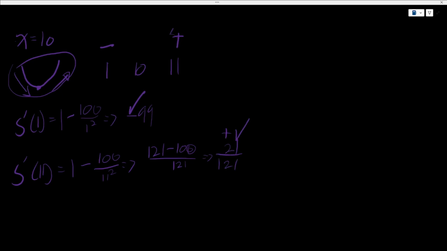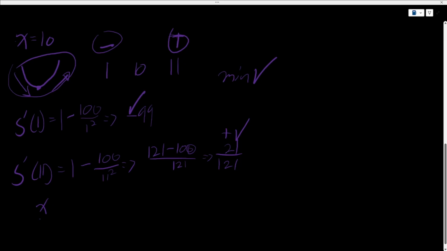Positive. So we verified that the slope of our function is decreasing, it gets to 10 and then it increases. So we verified that it is a minimum. So two numbers whose product is 100 and whose sum is a minimum are 10 and 10.